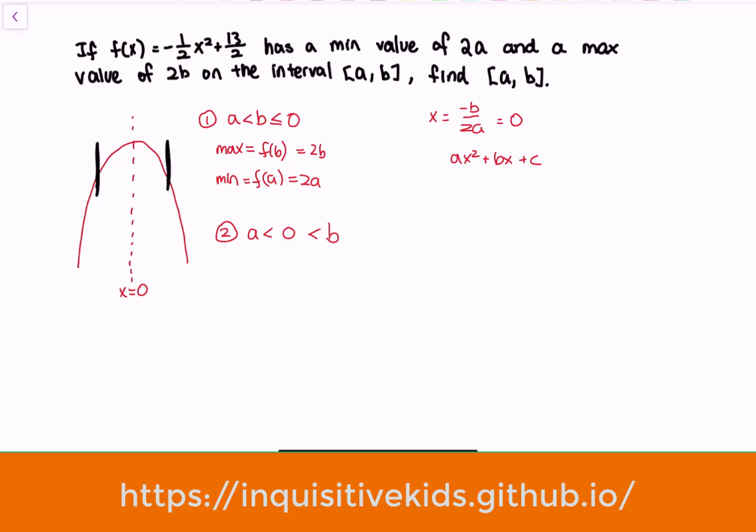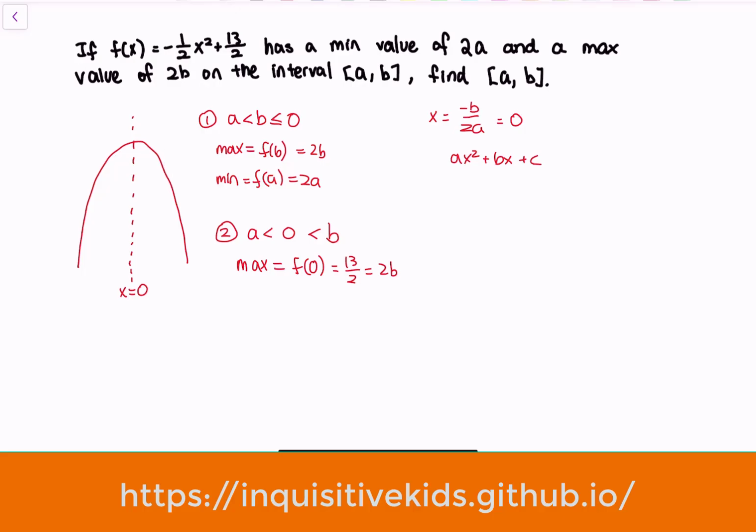First of all, we know that no matter where a and b are relative to x equals 0, the maximum value would always be the value of the vertex, which is equal to f of 0, which is equal to 13 over 2, which is equal to 2b. It's only on the minimum value that we have to split into further cases to talk about.